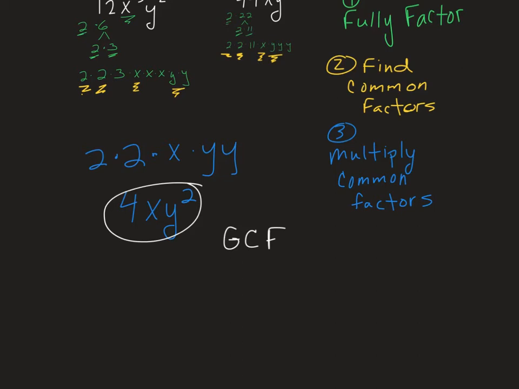And then I have another 2 and a 2 and an X and a Y and a Y. And then they multiply it all twice. That is not what you do, okay? You're only multiplying one set. You're just finding what is the one set that they both have in common.